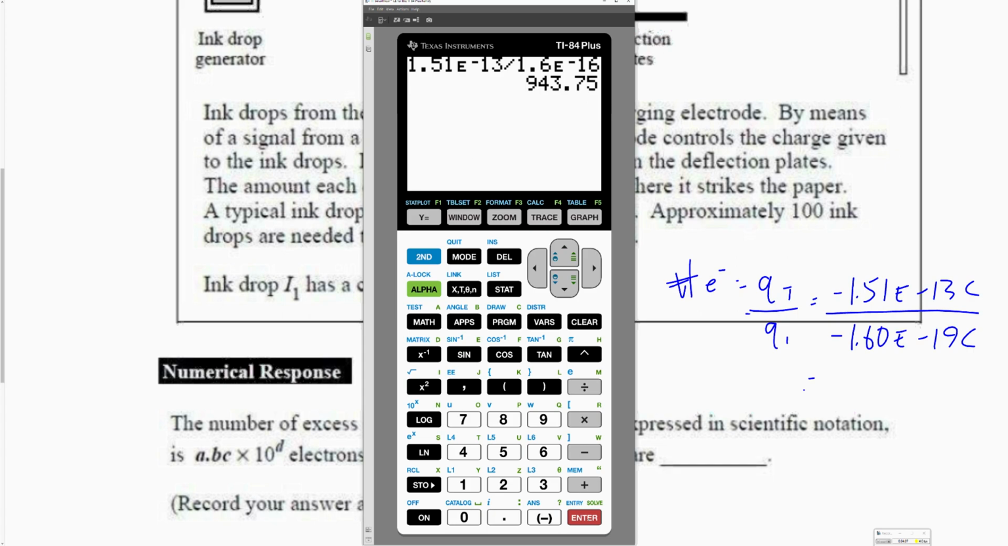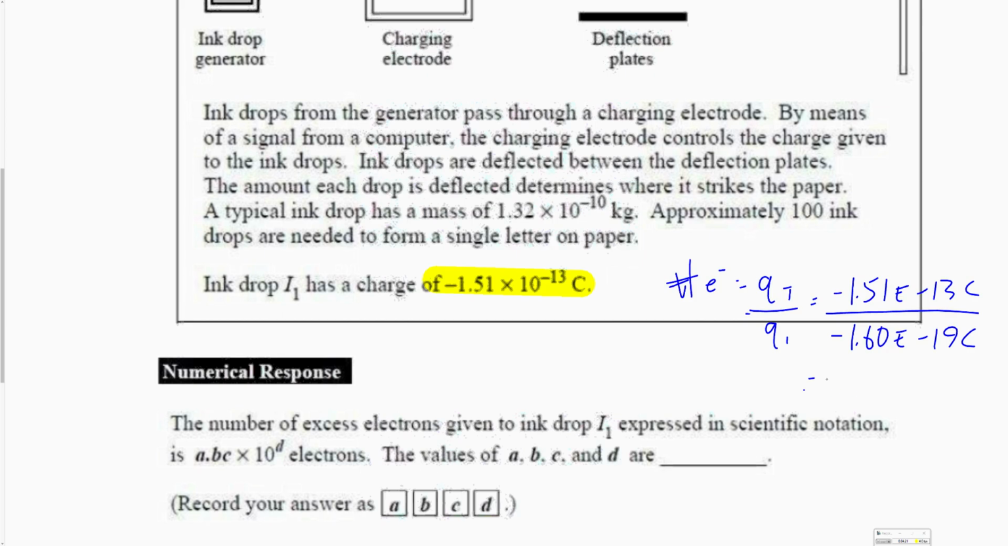I believe it was 9.44 times 10 to the 4, isn't it? Or 5, 9.44 times 10 to the 5. Let's just try that again. Yeah, 9.44 times 10 to the 5. So we're going to express that as A, B, C, D. 9445 is our answer there.